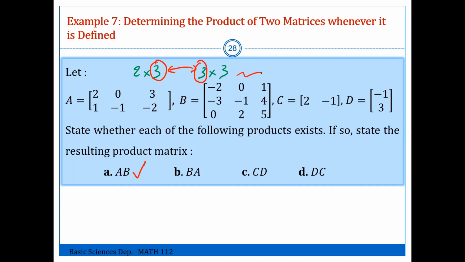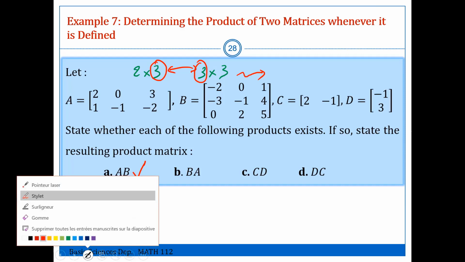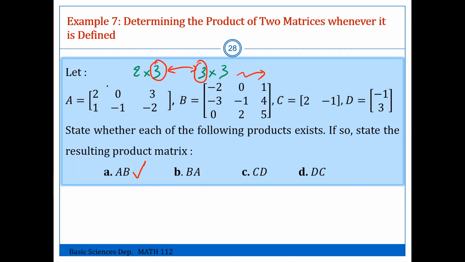And when we multiply, we obtain a new matrix. What is the order of the result? 2 times 3. The result will have the number of rows of A and the number of columns of B. This is the result, A times B, the order of the result.